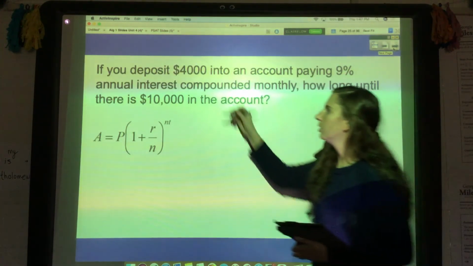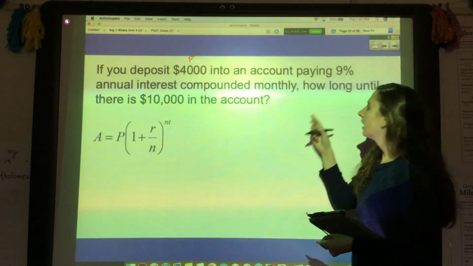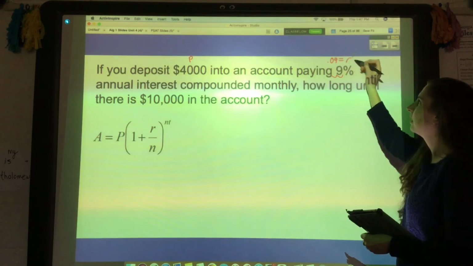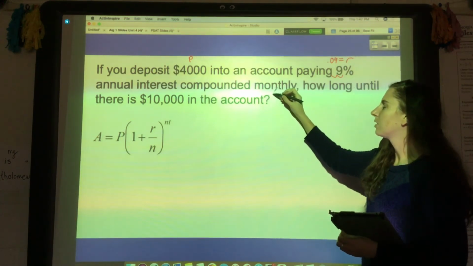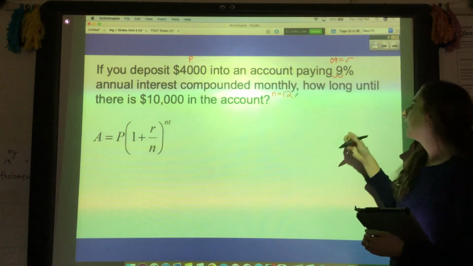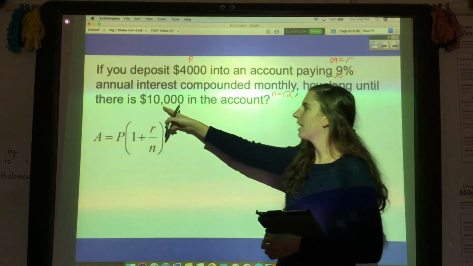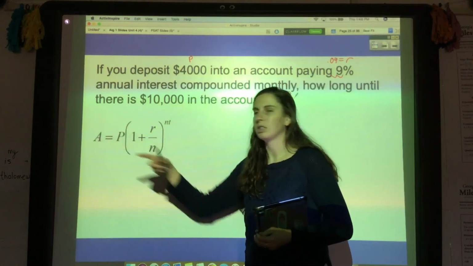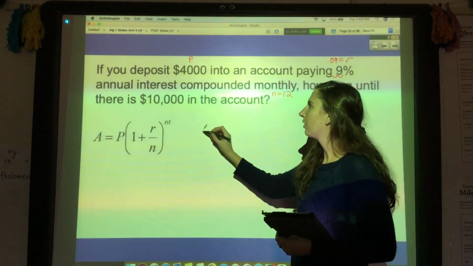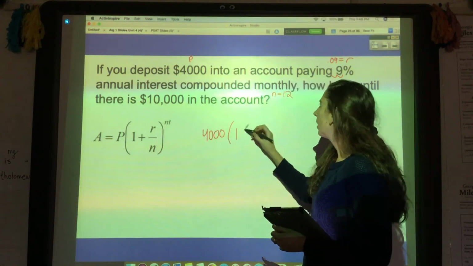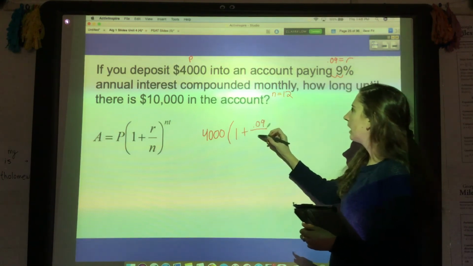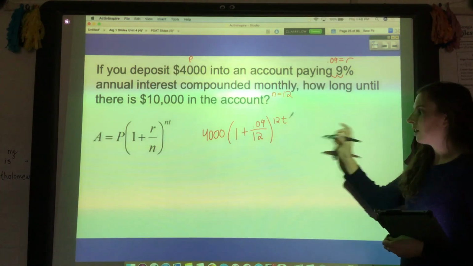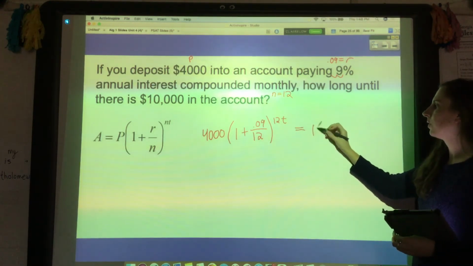So this time our principal is $4,000. The interest rate is very high, it's 9%, which is 0.09. That's our rate. It's compounded monthly, so 12 times a year. How long until there is $10,000 in the account? So I don't actually know t, I want the amount to be 10,000. So let's fill in everything we have. Our principal is 4,000 times 1 plus the rate divided by n, which is 12, and then 12 times t, but I don't know t yet. I do know that I want all of this to equal 10,000.